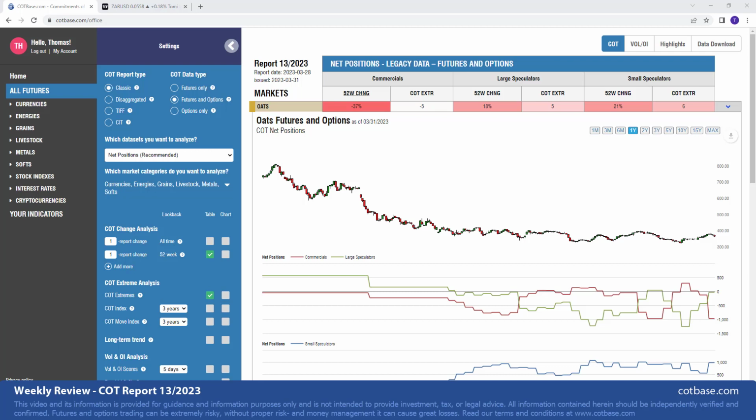Today we're going to be analyzing the 13th Commitments of Traders report of this year, 2023, of course, and we shall start our analysis by looking at the largest changes in commercials positions. I will talk about the iCOT Intraday Indicator.